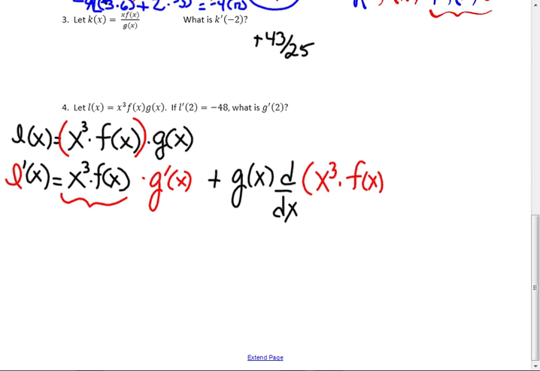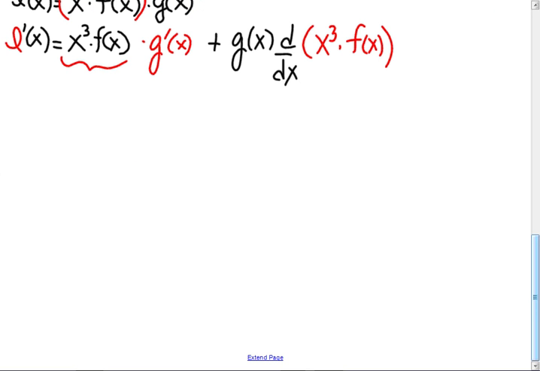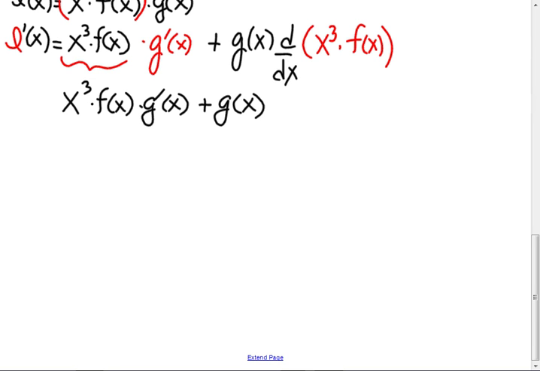Now, x cubed is a function. Do you have to use the product rule? It's not a constant. It's x cubed. Depends on what it is. Okay, so I'm just going to rewrite this. This is going to be x cubed f of x times g prime of x plus g of x. Okay, now we got to do the derivative of this.